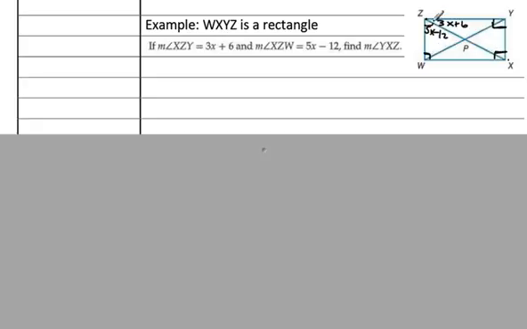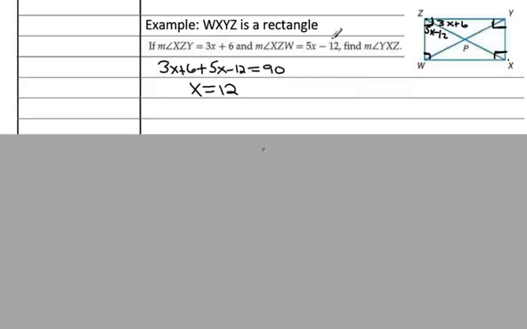So these two together equal 90 degrees. So we would set 3x plus 6 plus 5x minus 12 equal to 90. Alright, I'm going to let you work on the algebra, pause the video, see if you get the same thing that I do for x. And you should get that x is 12.